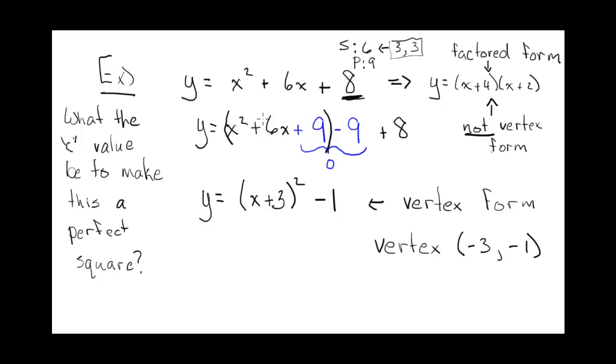So we've changed it to vertex form, and this would be the process of completing the square. That name should make sense because we made it a perfect square. So completing the square, you take a quadratic and make it a perfect square by inserting the term that you need.